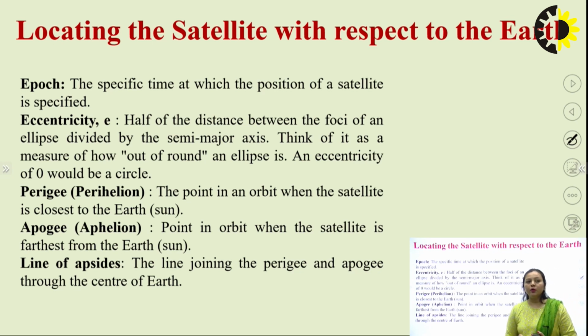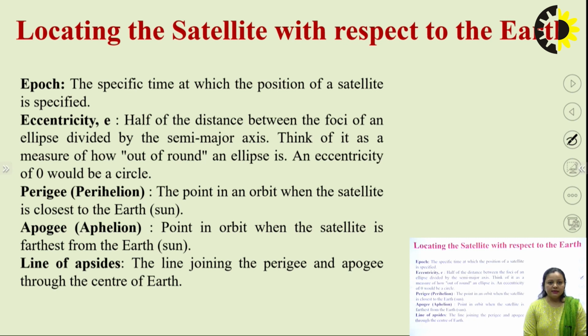So if we have to locate the satellite with respect to earth, what all terms do we need to know? First is the epoch. The epoch is the specific time at which the position of the satellite is specified. So any relative time at which you want to specify the position of a satellite, we call it an epoch.